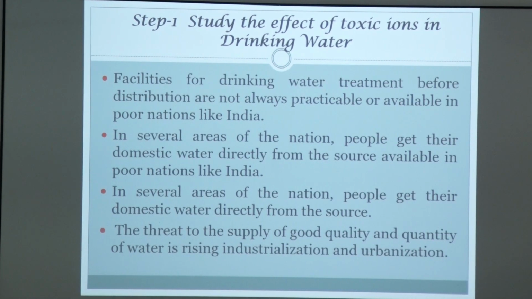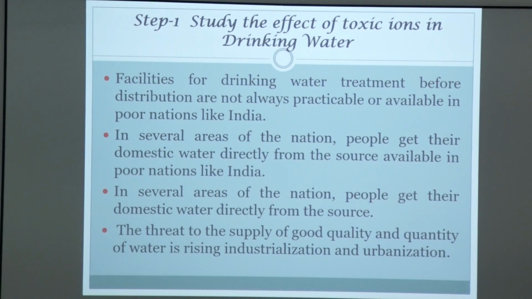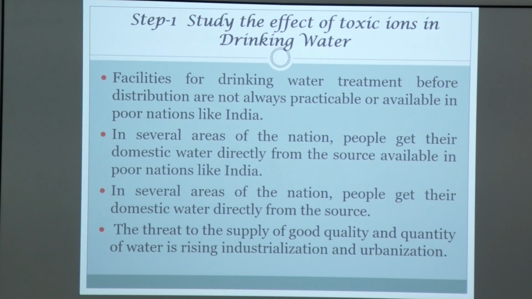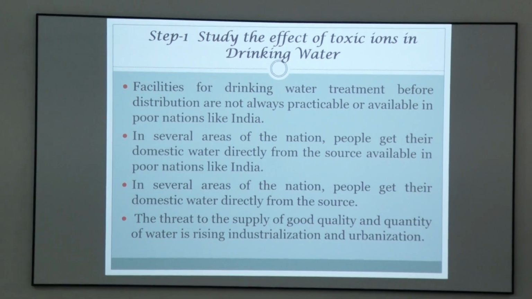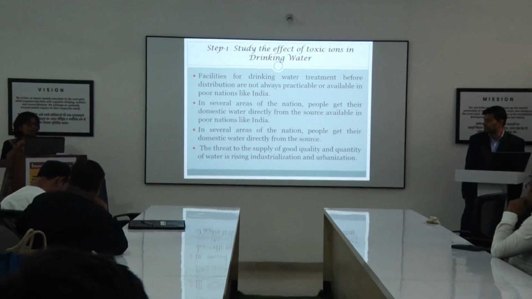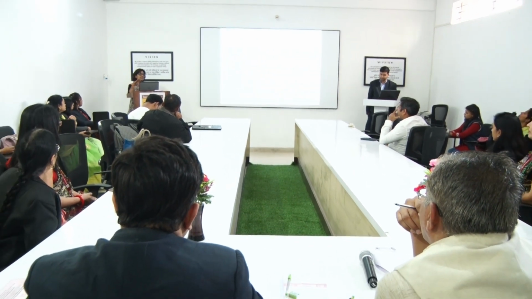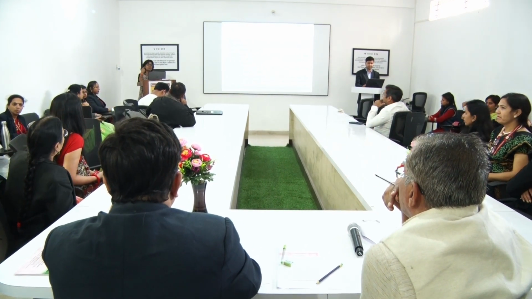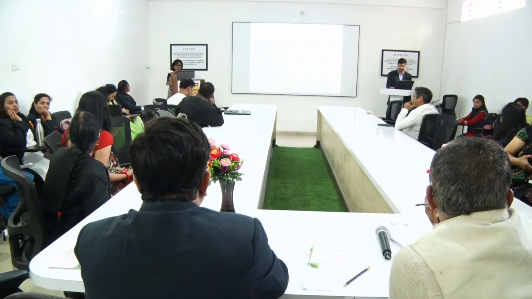Facilities for drinking water treatment before distribution are not always practicable or available in poor nations like India. In several areas of the nation, people get their domestic water directly from the source. The maximum population of India does not depend on RO, or we can say we do not always have all these purification facilities at our home. The river water coming from the municipality, and in many townships, they have direct supply of this municipality water. Why are we not having this water directly, free from all the toxic matters?